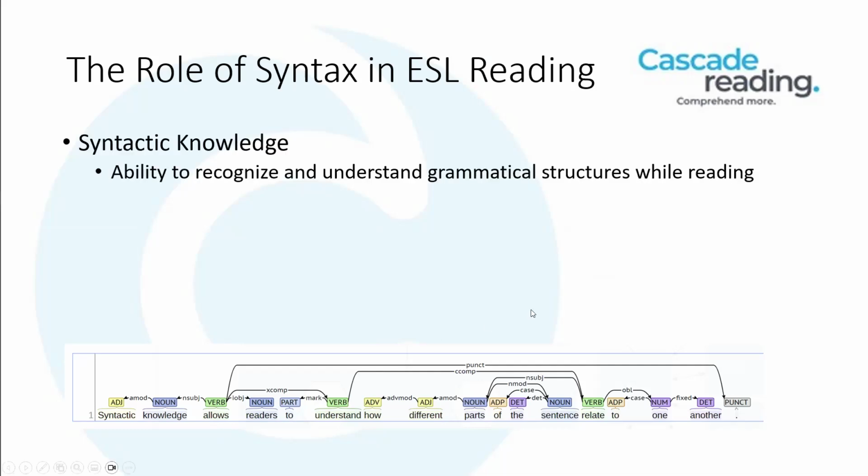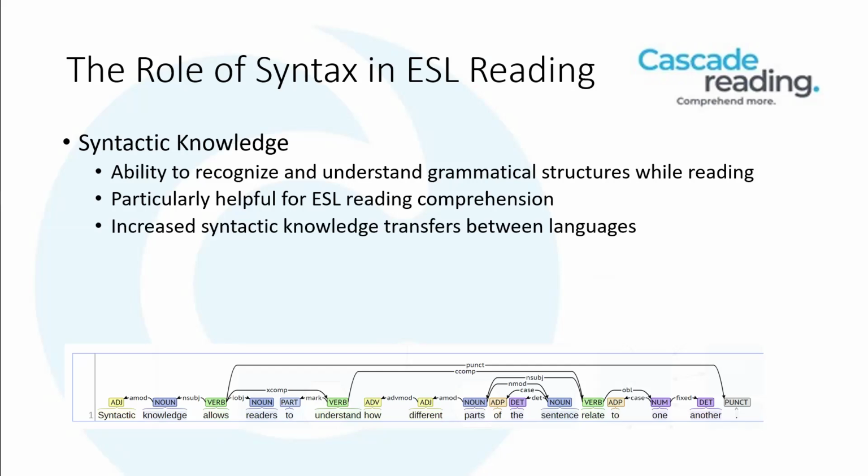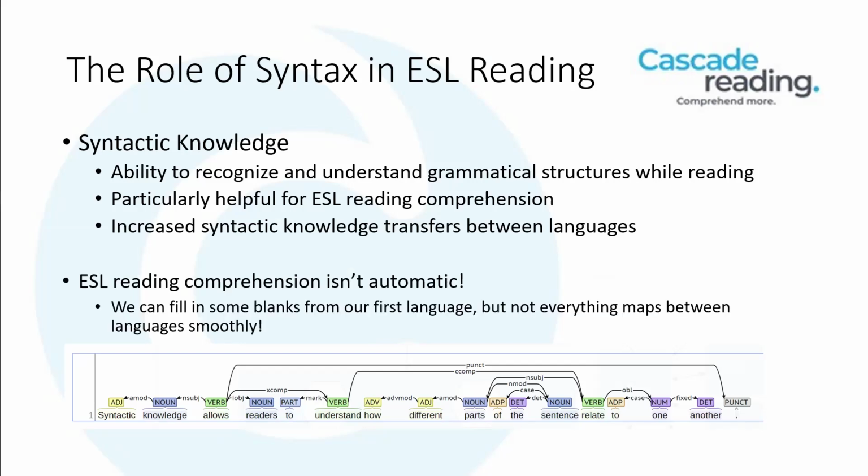And our ability to recognize and understand all this grammatical information as we're reading or as we're listening is referred to as syntactic knowledge, right? And this is particularly helpful for ESL reading comprehension. Many ESL students and English language learners, as they are reading, aren't quite as able to automatically gain access to syntactic knowledge as they're reading, and it makes it a little more difficult. In other words, ESL reading comprehension is not automatic. We can fill in some blanks from our first language, but not everything maps between languages smoothly, so it takes extra work.